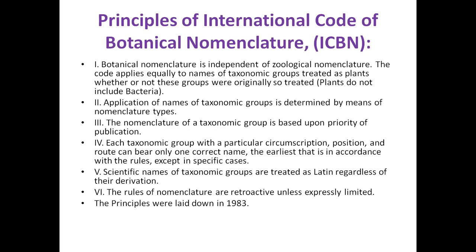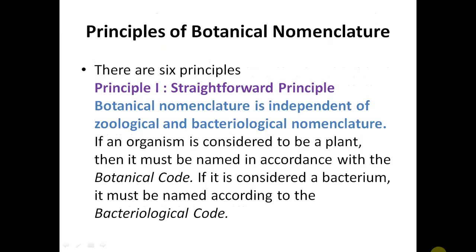The sixth principle is that the rules of nomenclature are retroactive unless expressly limited. So when it is modified, they apply certain retroactive rules and conditions. So these principles were laid down in 1983. These are called the principles of the International Code of Botanical Nomenclature. Now we go into these principles in detail, one by one.